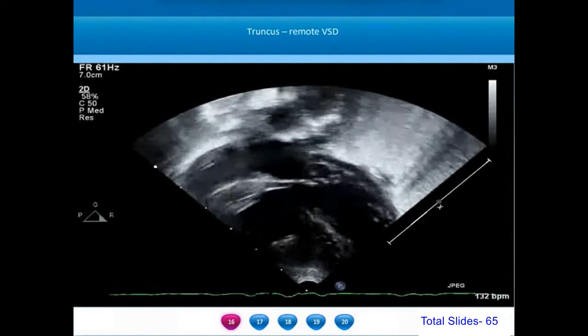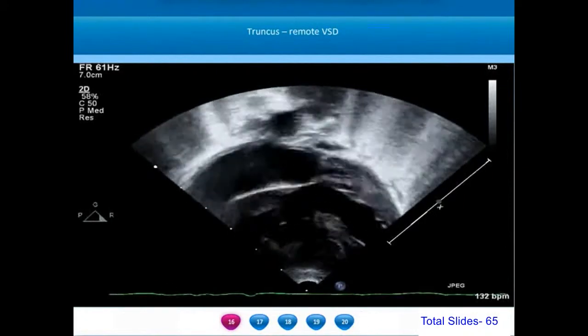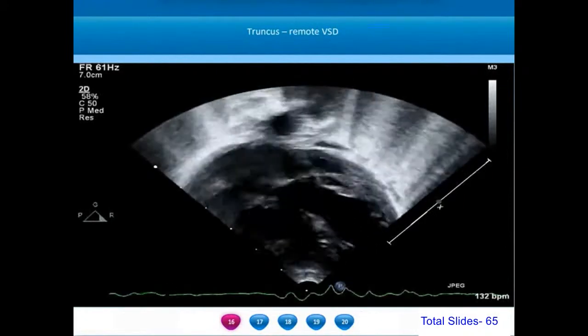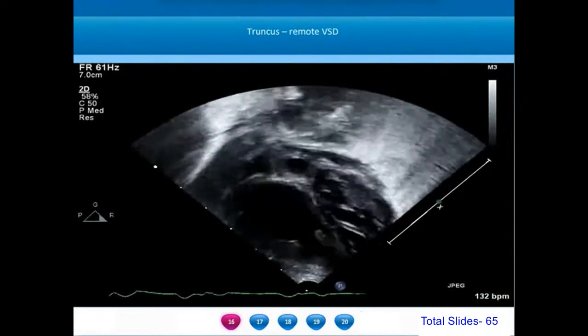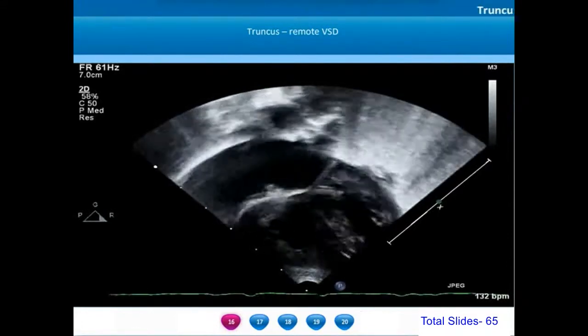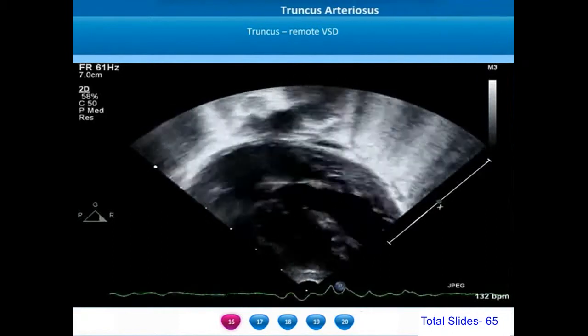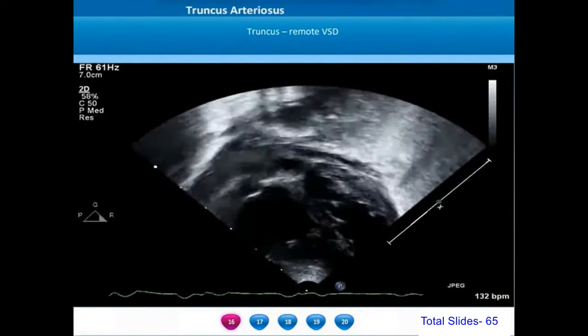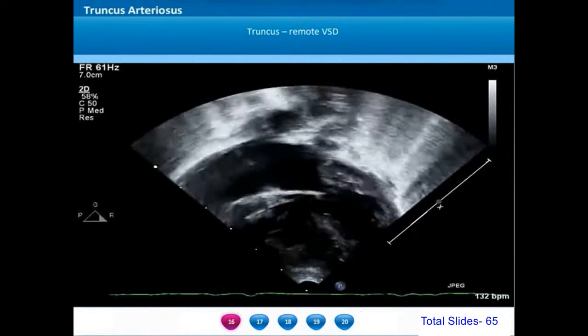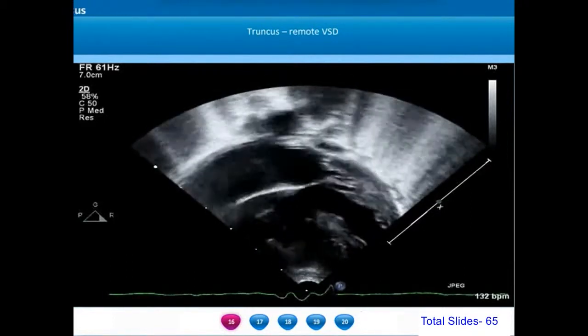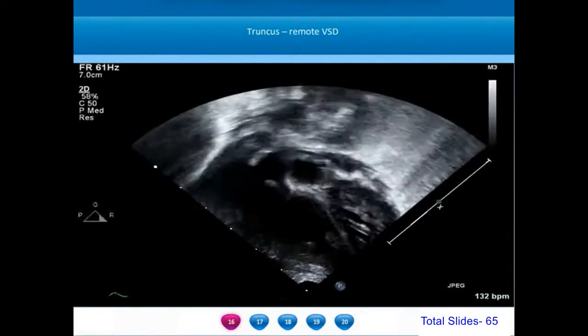Most truncus arteriosus are associated with subarterial ventricular septal defect. However, in this example, we show an inlet muscular ventricular septal defect which is remote from the truncus, and the truncus is arising entirely from the right ventricle. These remote inlet muscular ventricular septal defects are rare in truncus arteriosus.